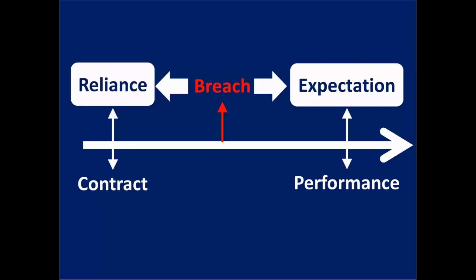reliance interest. In this case, we use money damages to restore the promisee to the position she would have been in if the parties never made the contract. Courts taking this approach tend to focus on the promisee's out-of-pocket costs. They rarely allow recovery as reliance damages for what economists call opportunity costs. That is, the missed opportunity to contract with someone else for the same performance.